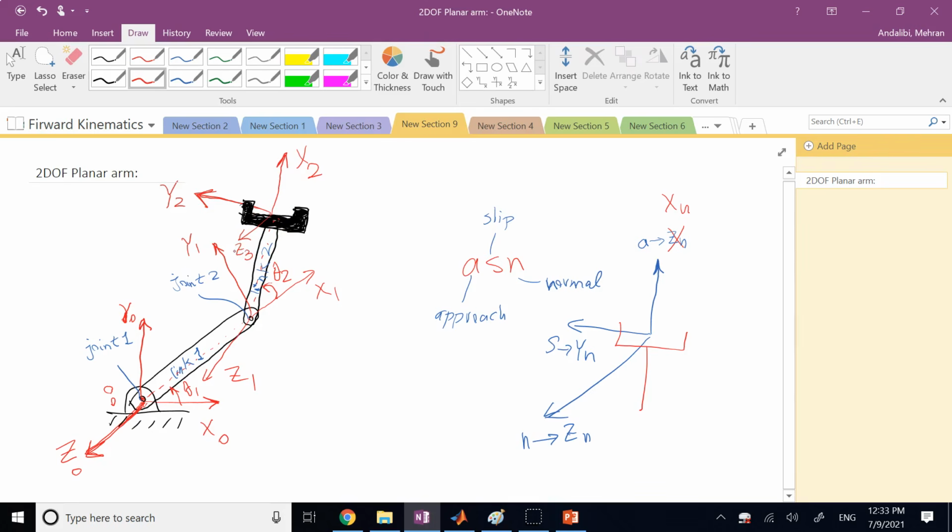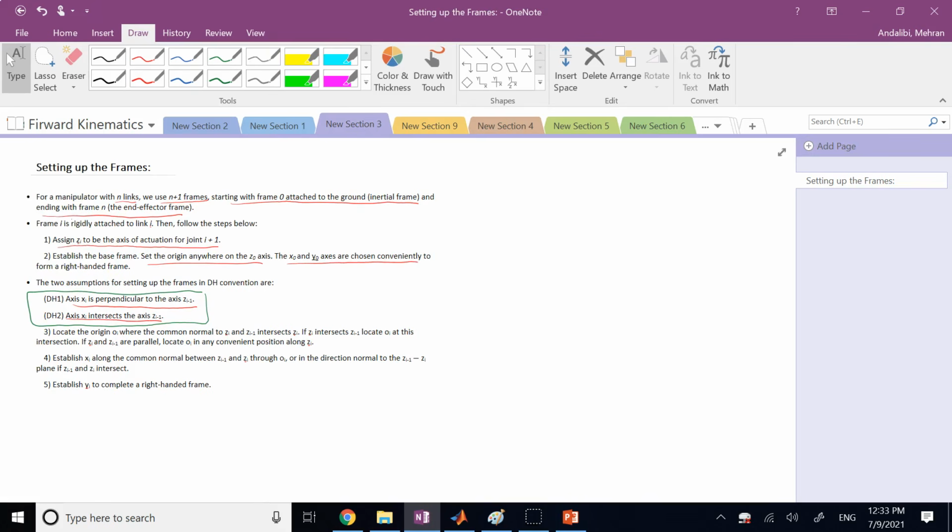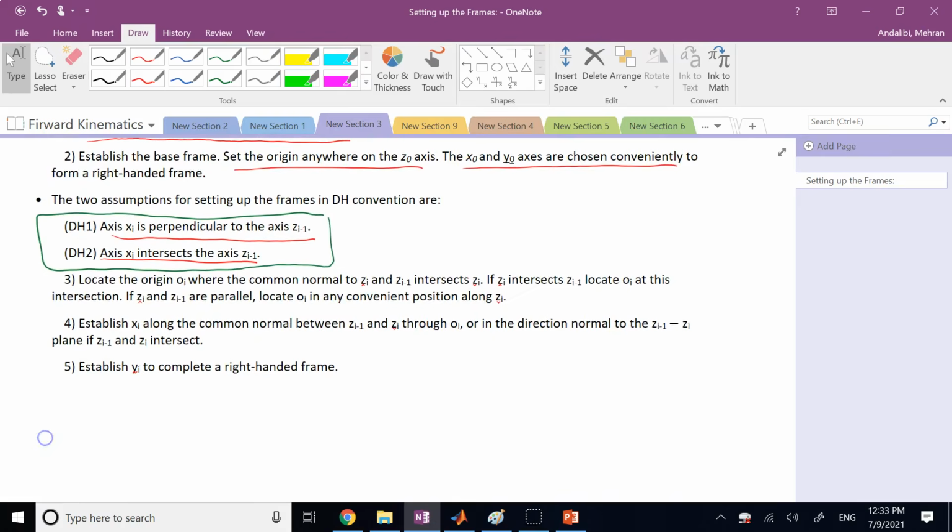Okay, so now I have set up all of my frames, correct? All the 3 frames that I need. And this is basically the summary of everything you see in this slide. Now here in these items 3, 4, 5, it is just trying to give you some suggestions for how to make these 2 assumptions work. So they are not something new, they're all related to keeping these 2 assumptions valid.